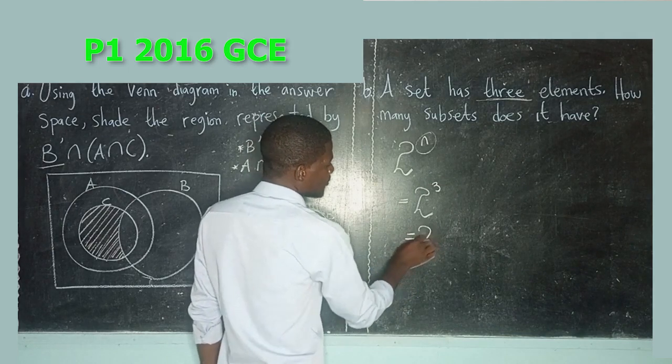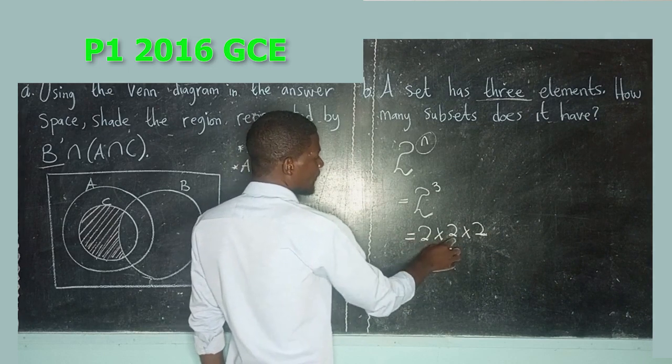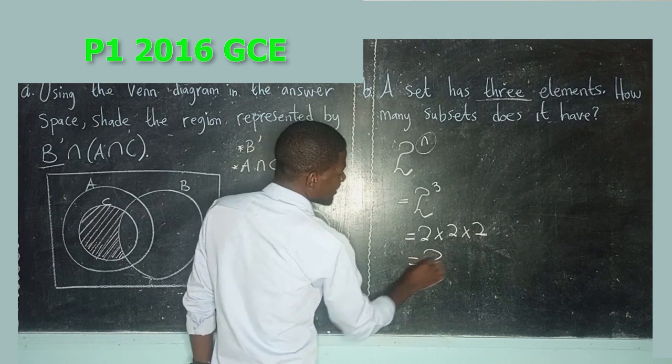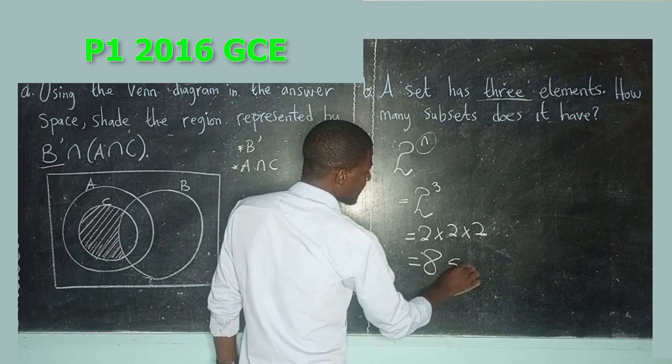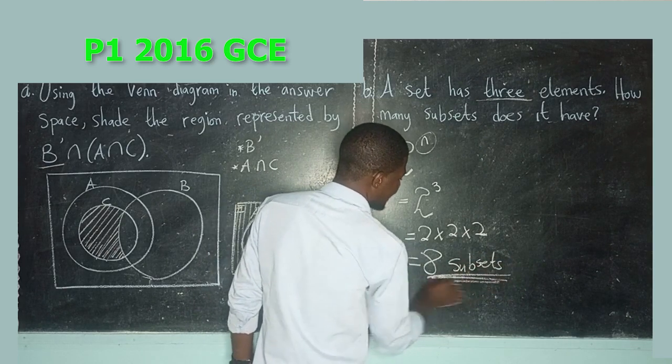This will be equal to 2 times 2 times 2, 2 times 2 is 4, times 2 is 8. So our answer is going to be 8 subsets. And that is our final answer.